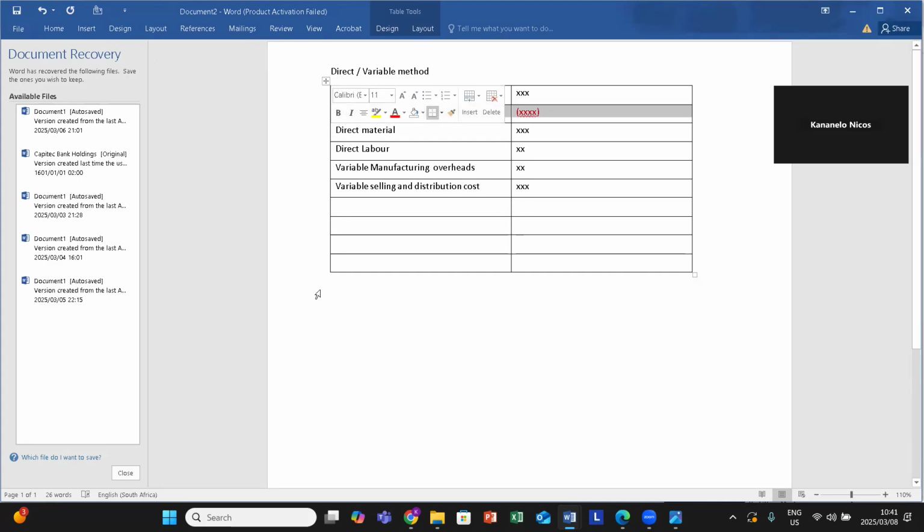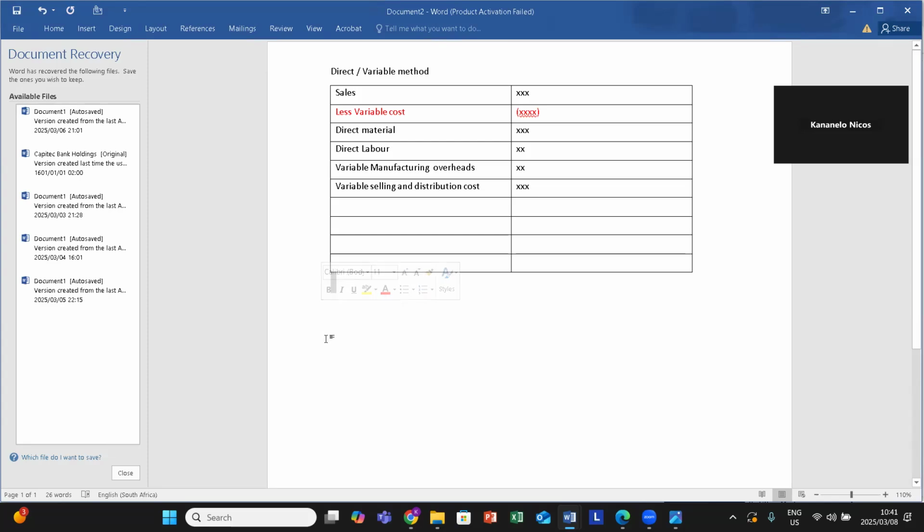Let me highlight it with red there. We get the total of variable cost. And then when we say our sales minus our variable cost, we get what we call marginal income. And then remember that according to your direct method, we are treating our fixed cost as period cost. Meaning we have to record our fixed cost there, and then you say less fixed cost.